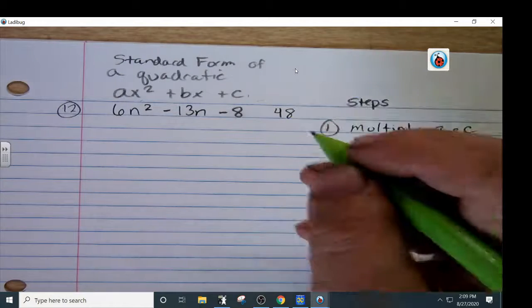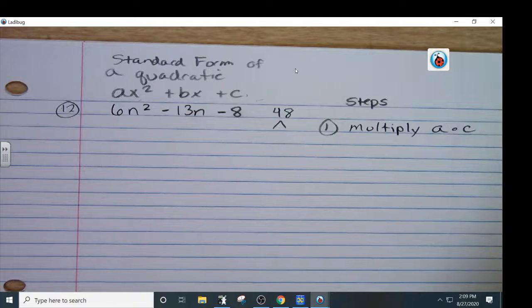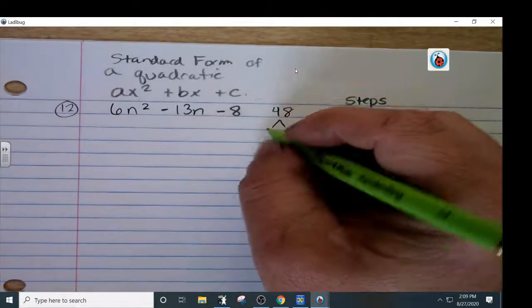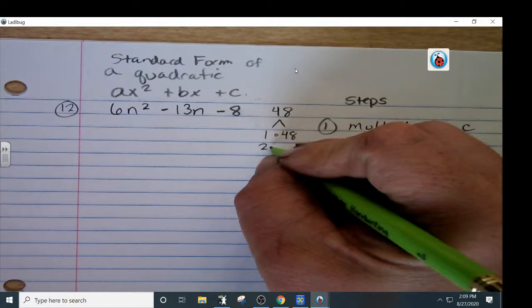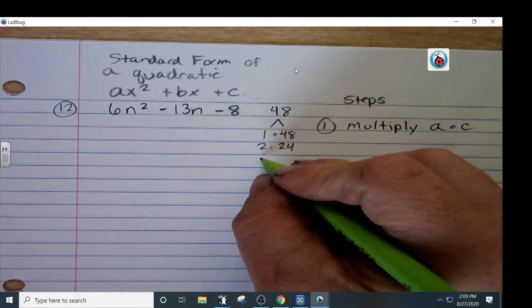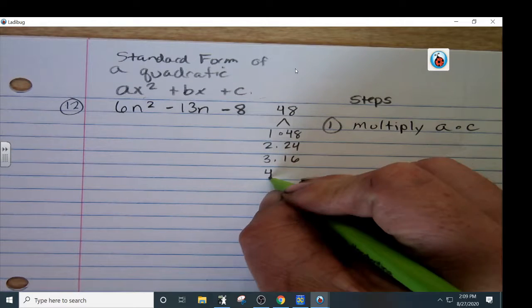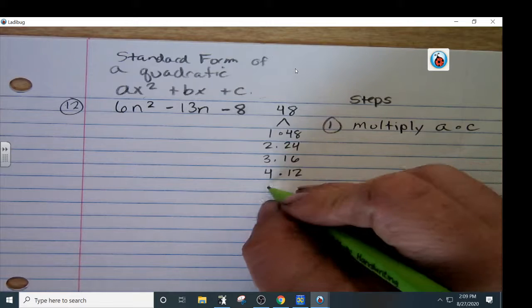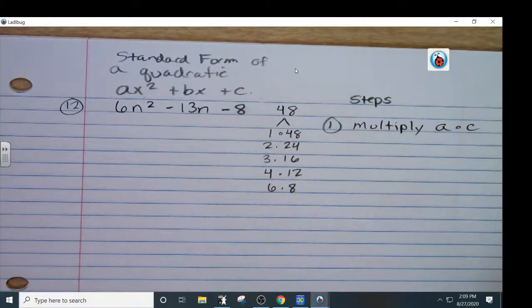Now let's find some factors that will multiply to give us 48. So now we got 1 and 48, 2 and 24, 3 and 16, 4 and 12. 5 won't work. I think that's about it.